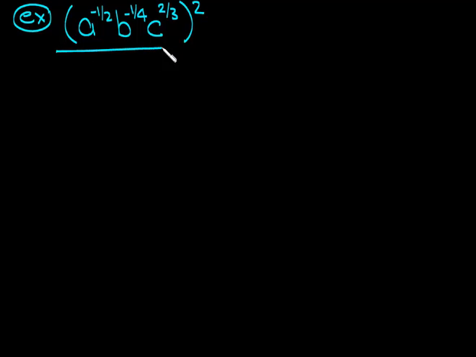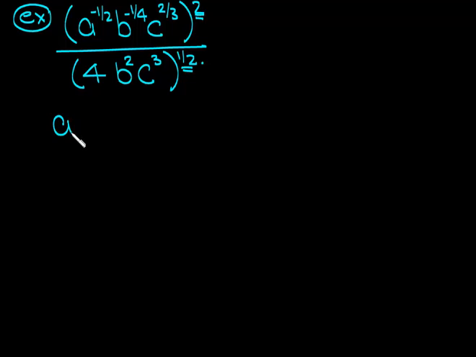So let's say that I have a raised to negative 1/2, b raised to negative 1/4, c raised to 2/3, all squared, divided by 4 times b raised to 2, c raised to 3, all raised to 1/2. Okay, so let's take a look at how to do this. Again, you can see exponents are rationals, they're fractions. So the first thing we do is, as always, take care of the outside exponent.